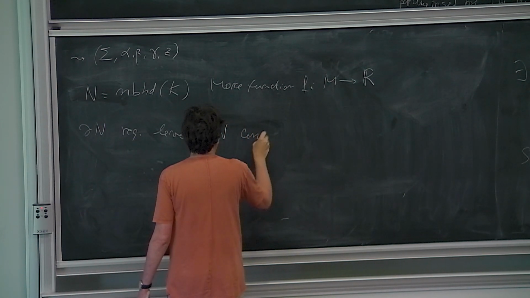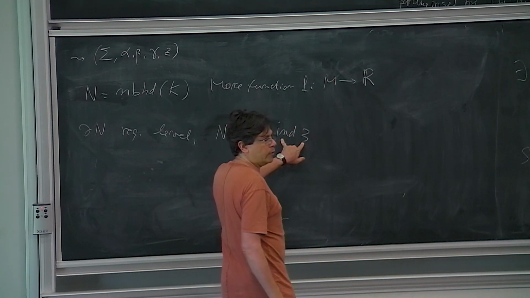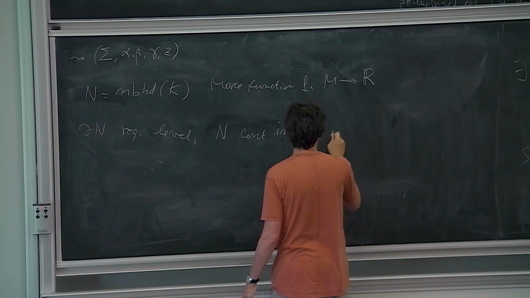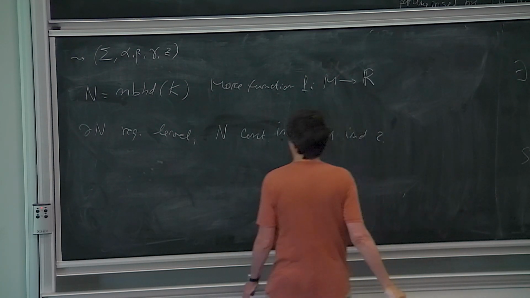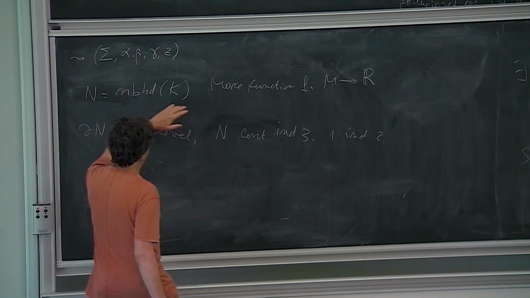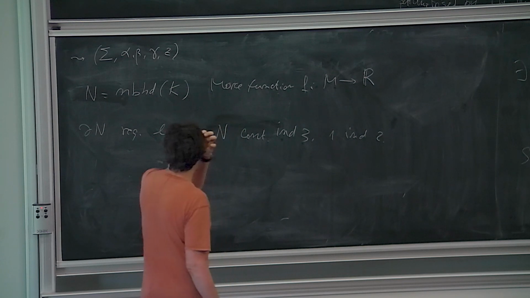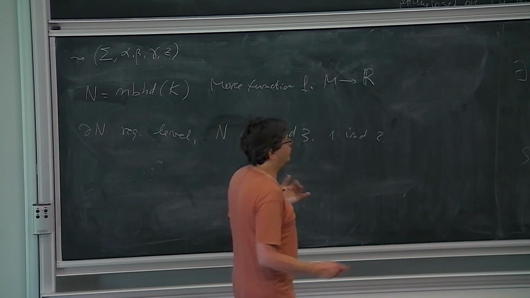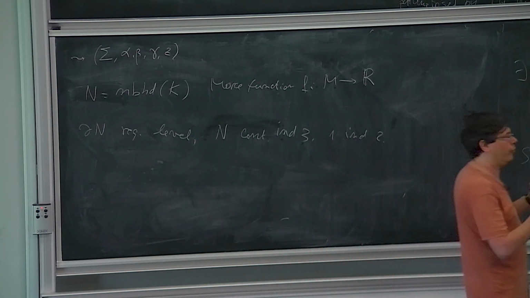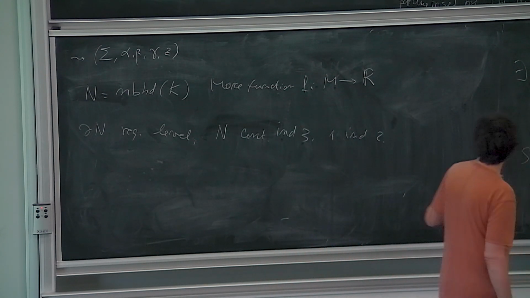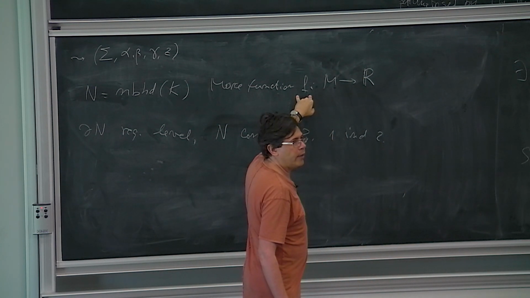N contains the unique index 3 critical point and one index 2 critical point. And all other critical points are contained in M minus N. And also we suppose that the critical points of index 0 and index 1 come before the critical point of index 2, so that this f is good for defining a Heegaard diagram.